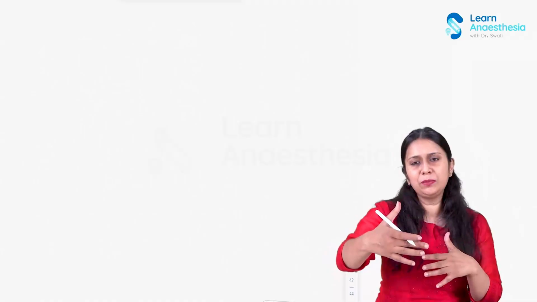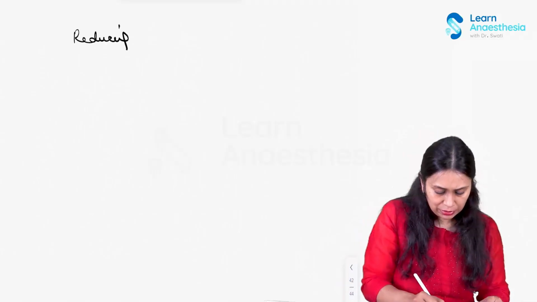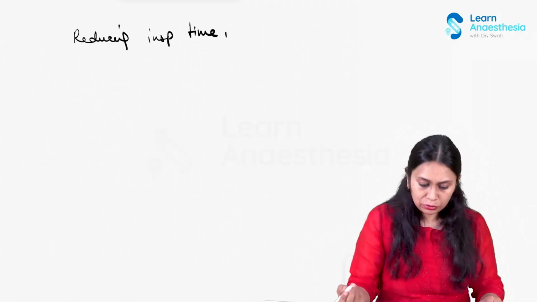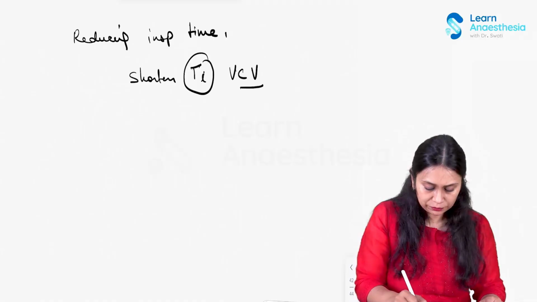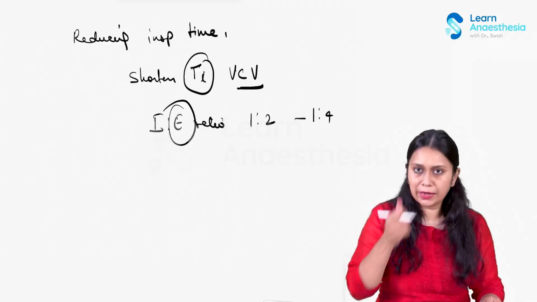If we reduce the time for the inspiratory flow, more time would be given to expiration. So expiratory time will increase in volume control, right? And in case of pressure control, the IE ratio has to be changed. So the second setting would be reducing the inspiratory time. How can we do that? By shortening the TI in volume control ventilation, and we can change the IE ratio, let's say from 1:2 to 1:4, so more time is given to expiration. So this is the second thing which we can do.